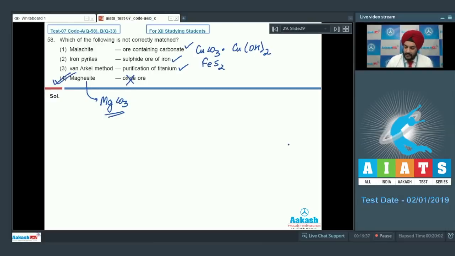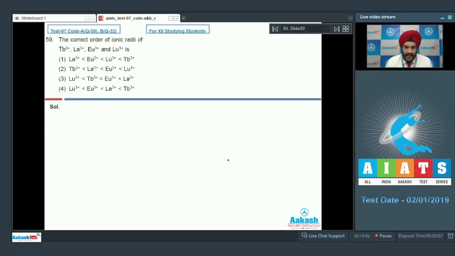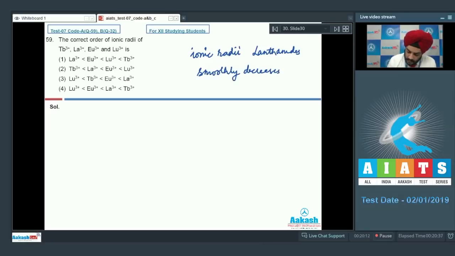Let us look at the next question. Question number 59. The correct order of ionic radii of Tb3+, La3+, Eu3+ and Lu3+ is. Students, the examiner seems to be interested in knowing about the ionic radii of the lanthanides. So we know that the ionic radii smoothly decrease as the atomic number increases.